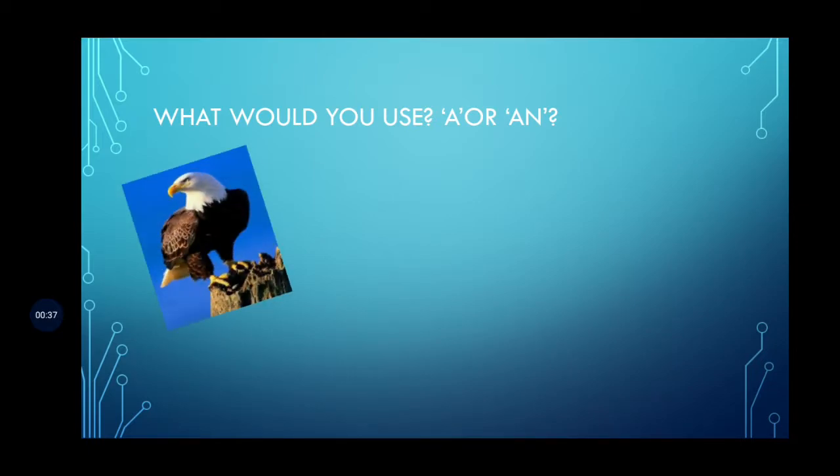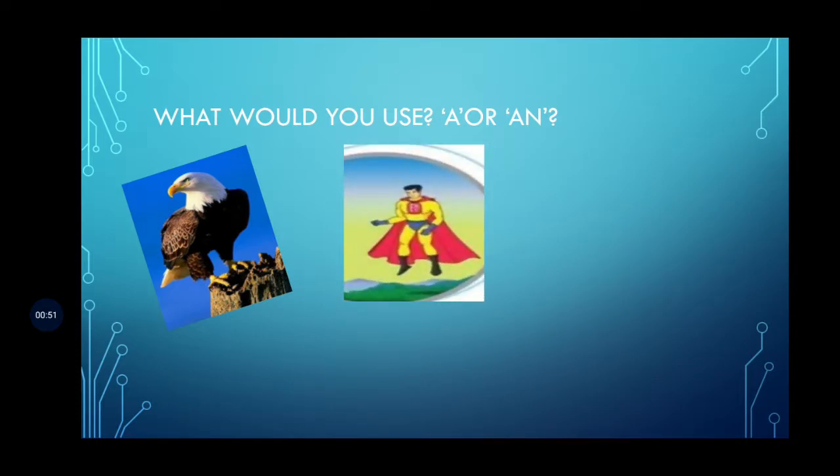This is eagle. So what are you going to use with eagle? Eagle begins with the vowel E. So for eagle, we are going to use an eagle. This is a superhero. Superhero begins with a consonant S. S is a consonant, so we are going to use a superhero.